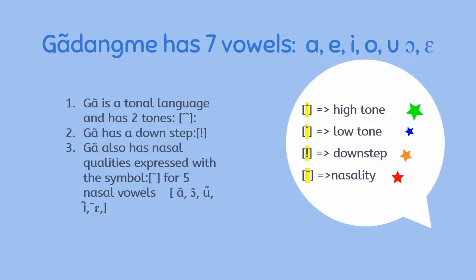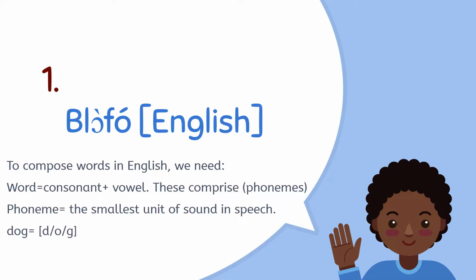Let's look at how we compose words in English, for example. To compose a word in English, we need a consonant and a vowel. These comprise phonemes. A phoneme is the smallest unit of sound in speech. For example, dog has d, o, g, dog.